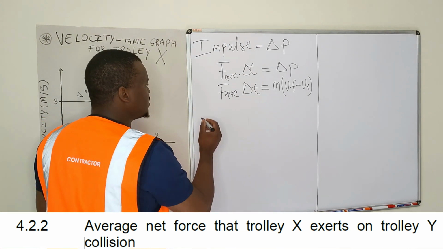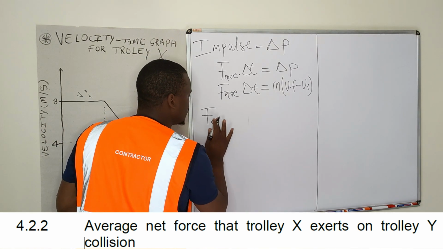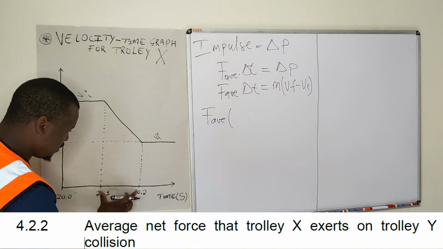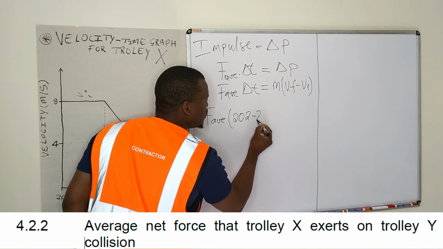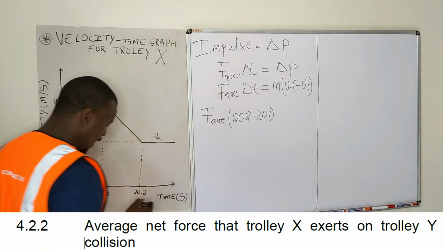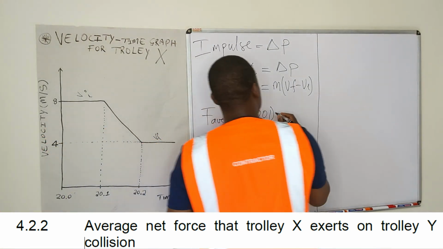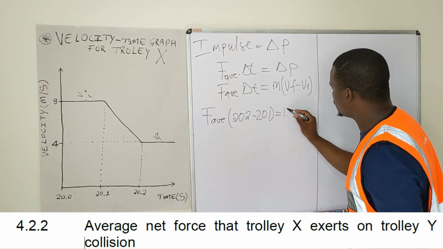So you say, okay, F average times time. What is your time? It's this time here. So you say, okay, 20.2 minus 20.1, right? Which is the difference between these two times that you have here. It's equal to m. What is your m of the trolley X? It's 1.2.